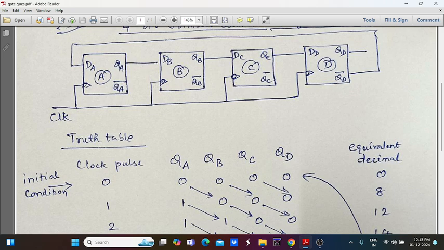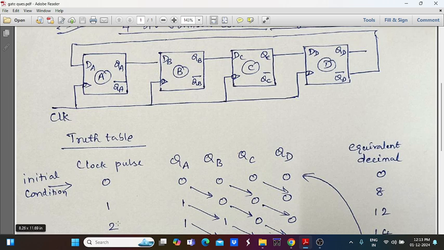Now the previous value of QA, which is 0, moves to the next state, that is the second flip-flop, so QB is 0. Similarly, the previous value of QB, which is 0, is moved to QC, and again the QC value 0 is moved to QD. Now one clock pulse is over.